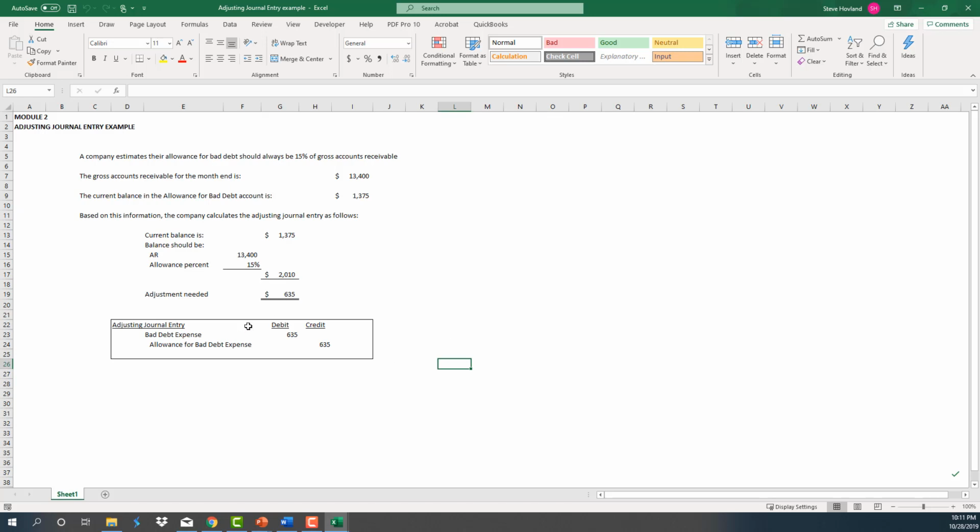Again, here's our debit and credit, our entries balance, and it's only off of an estimate, so it's really an adjustment. We know our account is $1,375, we know it should be $2,010, so that's when we post an adjusting journal entry.